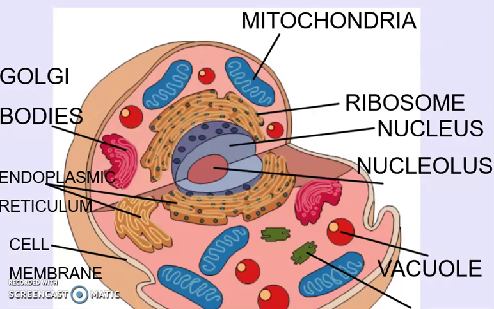The mitochondria is at the top there. It's kind of a kidney bean-shaped organelle. The ribosomes are each of those small little blue dots that are all across the endoplasmic reticulum. Then you've got your nucleus and the nucleolus right in the center of the cell. You've got vacuoles, or those red spheres. And then the green pieces there would be the lysosomes.